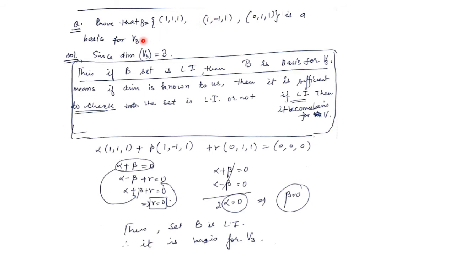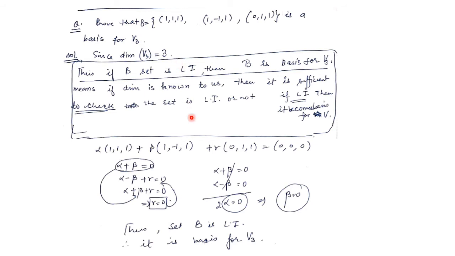Why? Because this set B has 3 elements and the dimension of V3 is 3. So whenever the dimension of any vector space is known to us, and any set has that number of elements, then just check that set is LI or not. If that set is LI, then that will become the basis for that vector space.